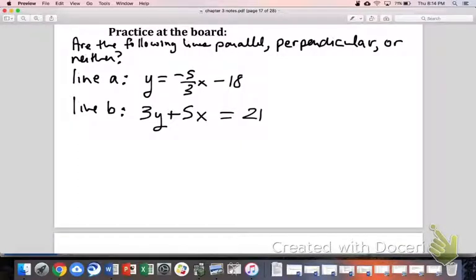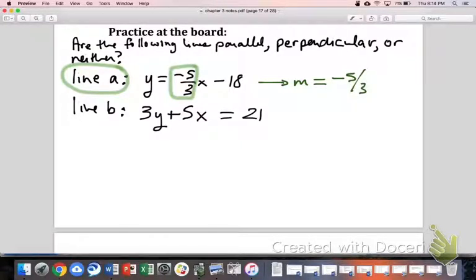All right, in order to judge whether two lines are parallel, perpendicular, or neither, we need to be looking carefully at the slopes. And so I can see here the line A is already in slope-intercept form. Y equals mx plus b. And so from this, I should be able to pick out the slope pretty easily. I can see that the slope is the number that is attached to the x, or the coefficient on the x. And so for line A, I have a slope of negative 5/3.